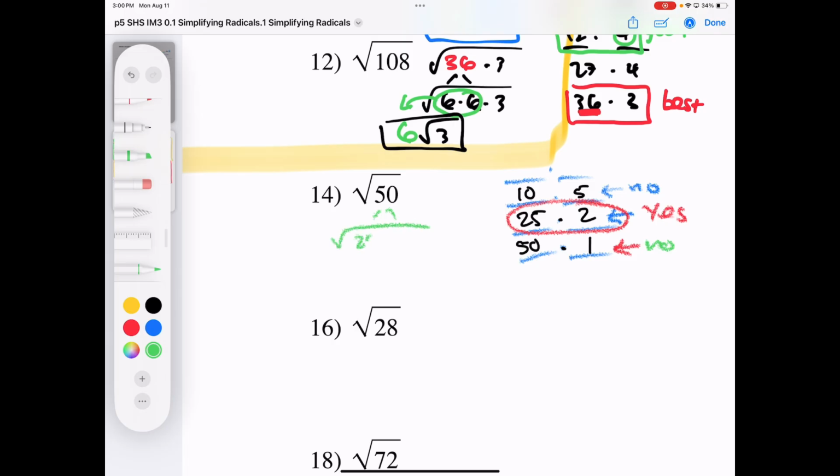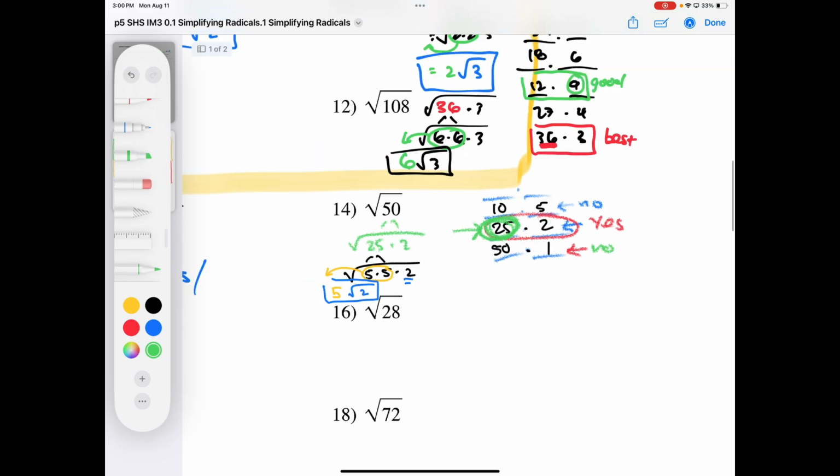That breaks down to 25 times 2. And then 25 breaks down into what? 5 times 5 times 2. What am I going to circle, class? Should I write 2 5s out here? How many? So 5 what? Radical 2 is your answer. So far you know to pick the best one is with the largest perfect square.